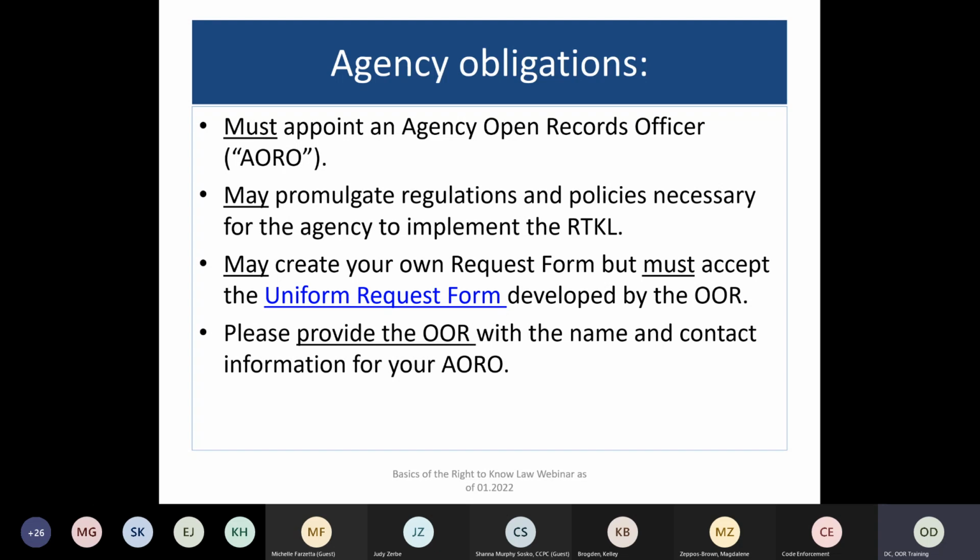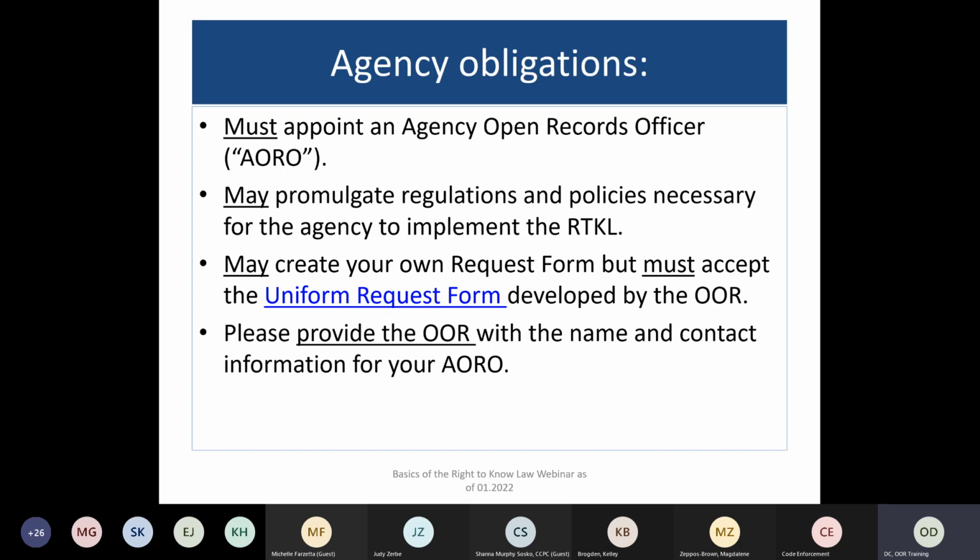Now, you can also have your own form, your own right to know form. And a lot of agencies do that. They like to have their seal at the top, perhaps the contact information for their arrow, any of those local rules, cost information, et cetera, et cetera. But you must also accept the uniform request form, which is the state form from our office. It's on our website, readily available. Some agencies simply link to that, and that's fine, but you must accept that if someone submits it.